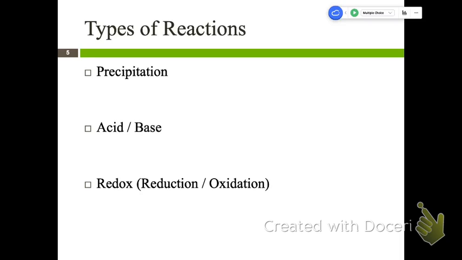This doesn't have to be definitions, this can be what comes to mind, what you know. We're going to build on this list, so put some ideas down: what's precipitation, what's different from that, what's different from that.